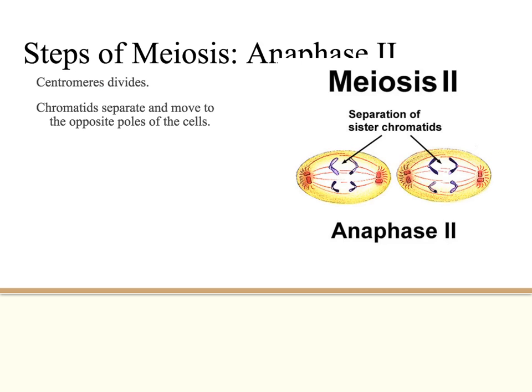So the centromeres divide, the chromatids separate, and don't get that confused. That's a chromatid. If they formed an X, that's a chromosome. So these are chromatids, and they're going to move to the opposite ends of the pole.